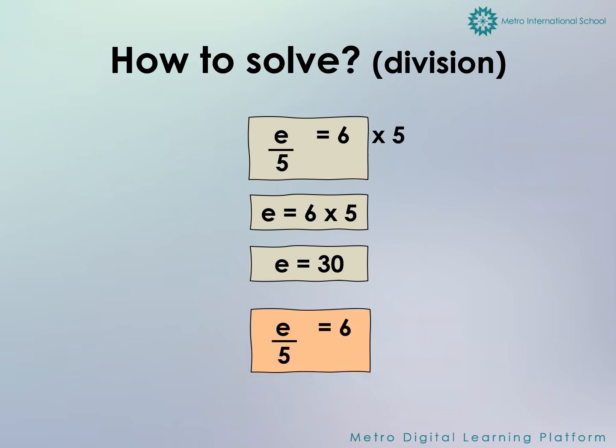Let's substitute e with 30 in our original equation and find out our answer. Yes, 30 over 5 equals 6. We were correct. I hope you enjoyed this lesson and realized how easy it is to solve these equations.